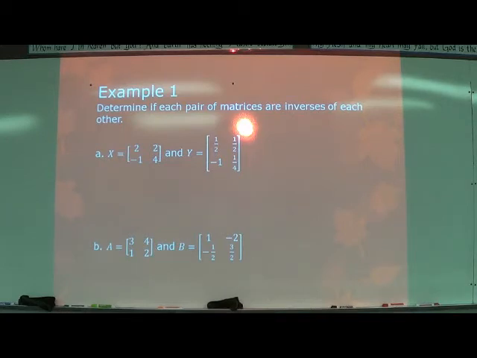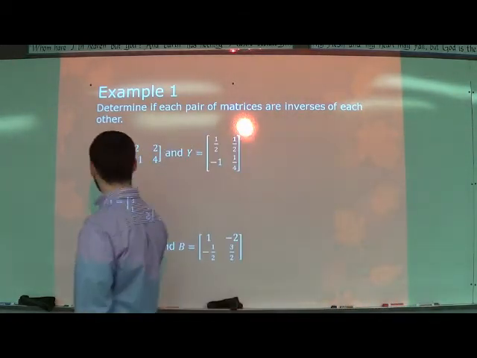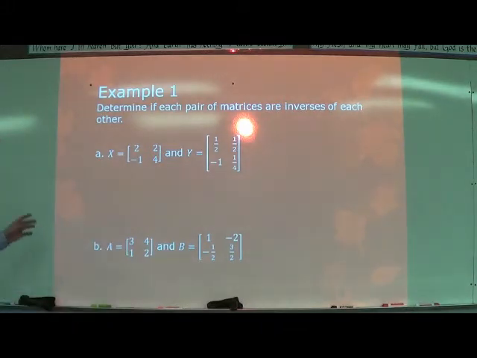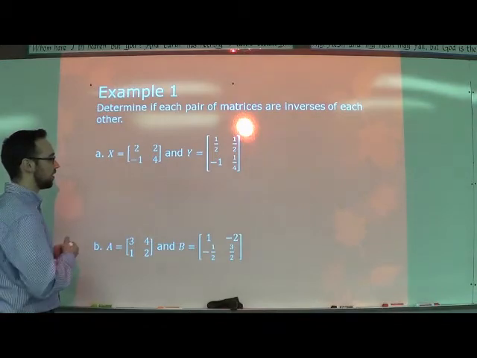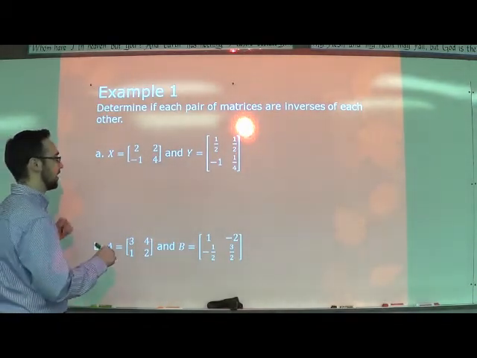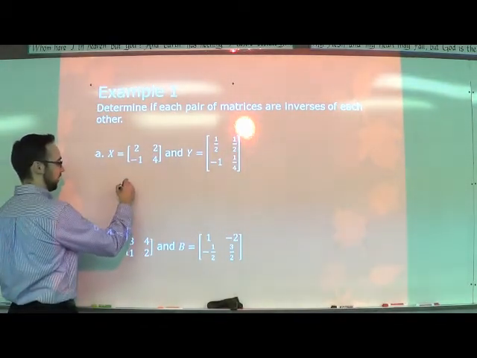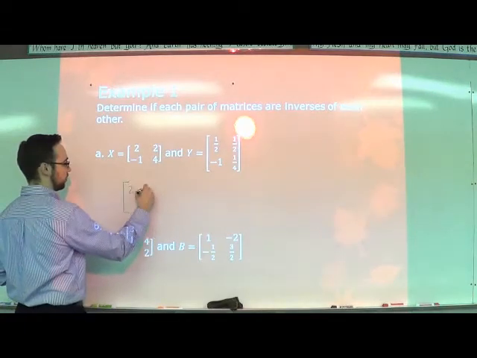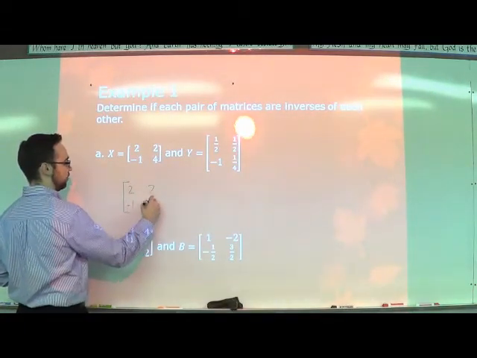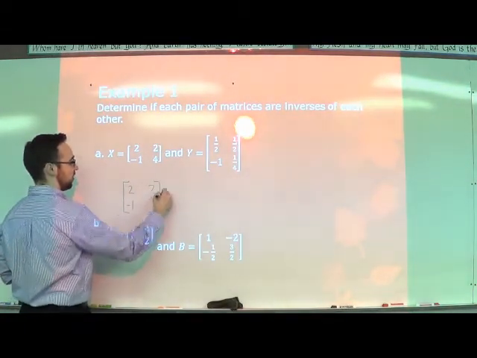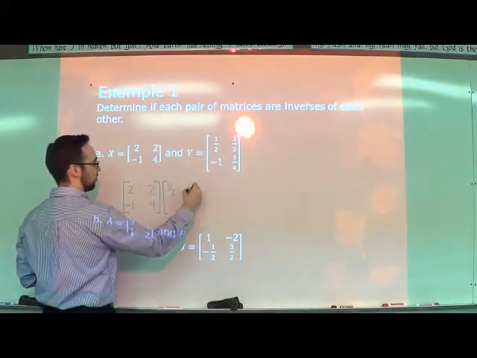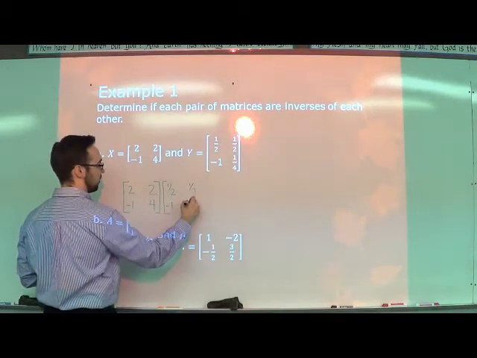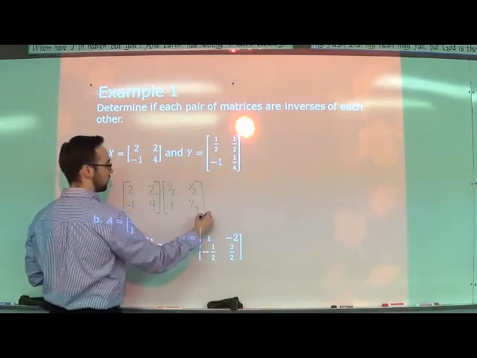So let's take a look at example number 1 here. They're asking us if these are going to be inverses of one another. So what we want to do is multiply these two matrices to determine if indeed we get the identity matrix. So let's multiply 2, 2, -1, and 4 by 1/2, 1/2, -1, and 1/4.